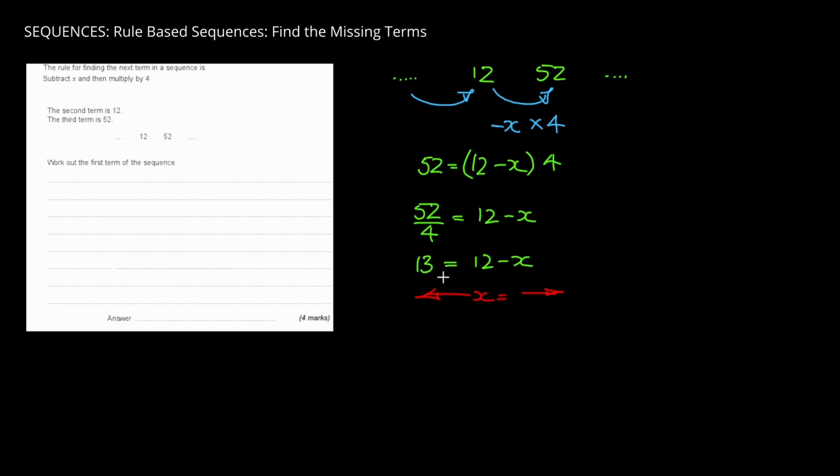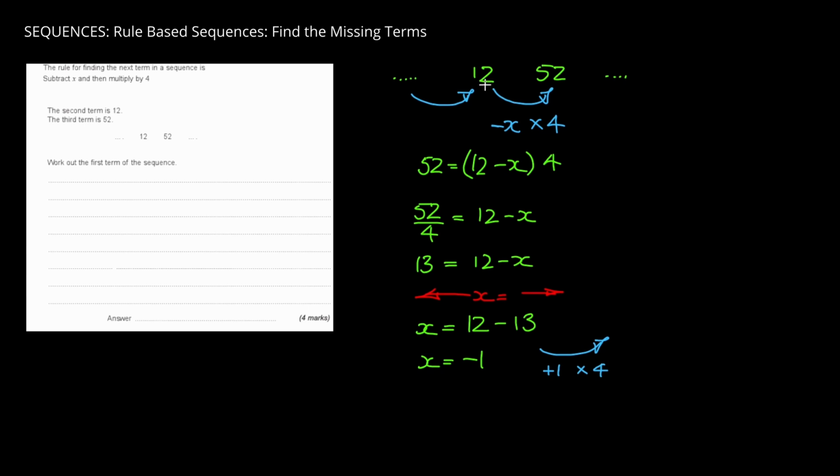Because we're going to subtract 13 from both sides, it will appear over here as negative 13, and add x to both sides, and it will appear here as a positive x. So we get x is equal to, well, 12's the only thing that's remained stationary. And we get 12 minus 13 on this side, so x is equal to negative 1. So with that in mind, the rule going forwards is actually add 1 and then multiply by 4.